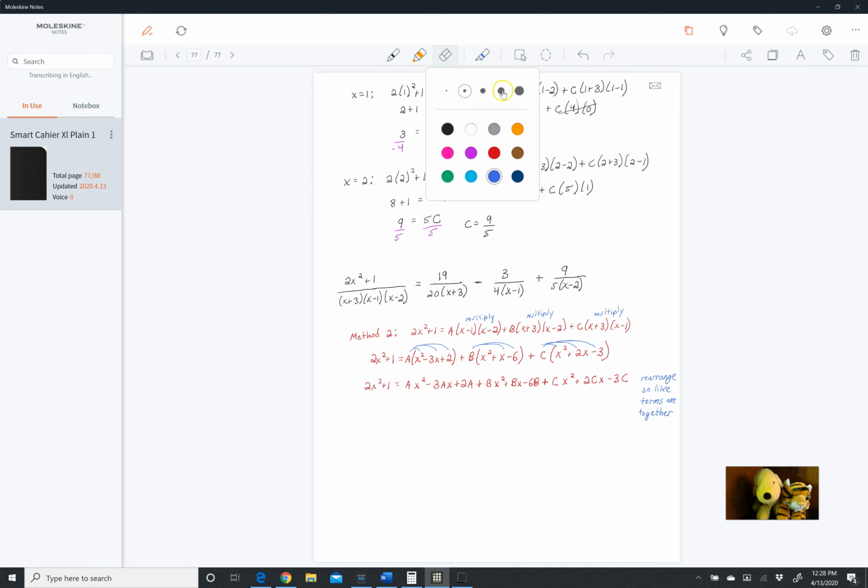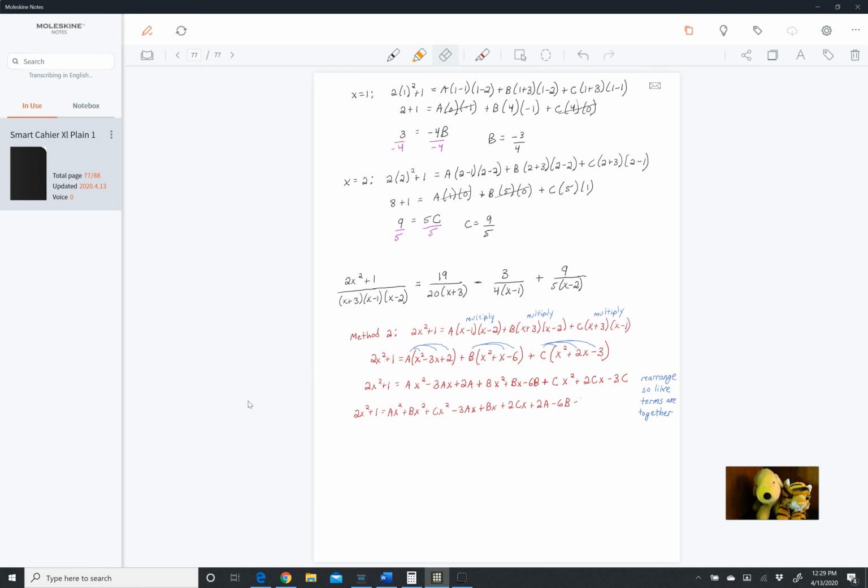So that means all of the x squareds are together, all of the x's are together, and all of the constants are together. So it can look like this. The ax squared plus bx squared plus cx squared. Then we have negative 3ax. We have a plus bx. And we have a plus 2cx. And then we have our constants. So constants are 2a minus 6b minus 3c.